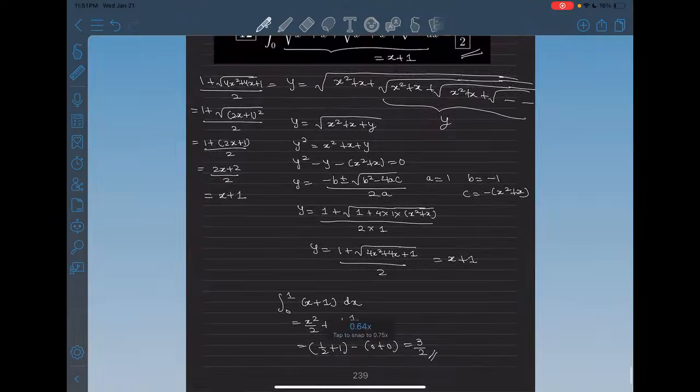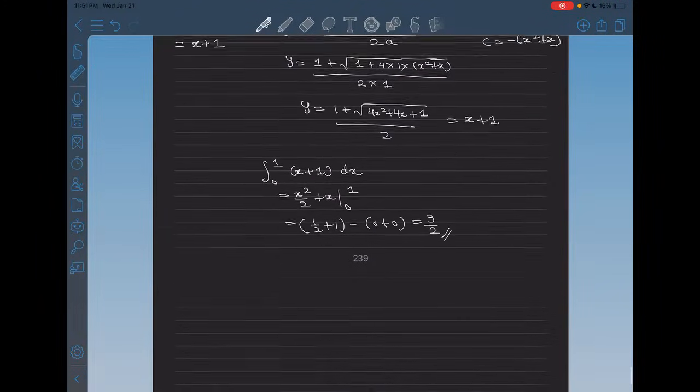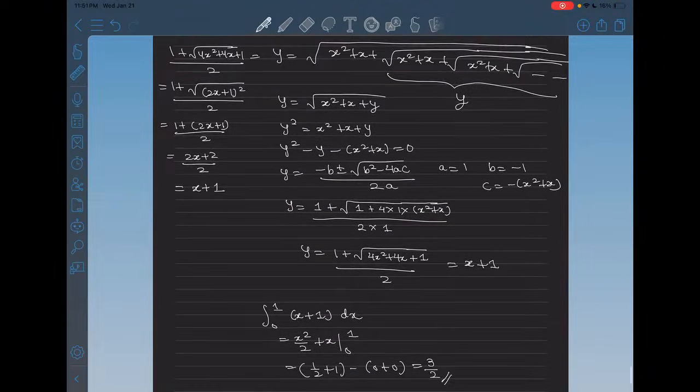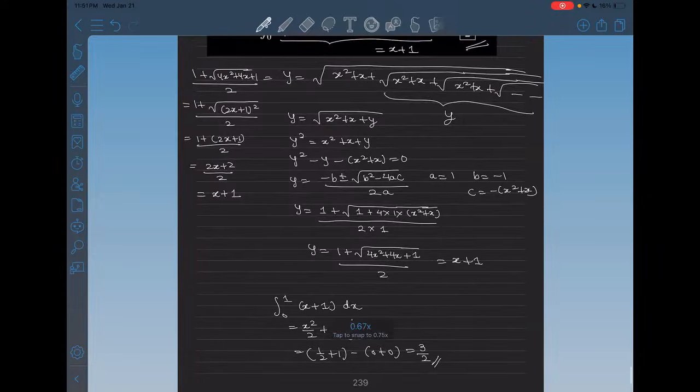This made sense, right? This was just letting a variable stand for the expression, and we get a quadratic equation, and we solve for y, and we simplify the expression, and we substitute the expression for y, and we integrate it. That's all. So let's go to the next problem. Should we go to the next problem, or do you guys want to comment on anything? Do you guys want to ask anything? I think it's pretty easy. Yeah, let's go to the next one.